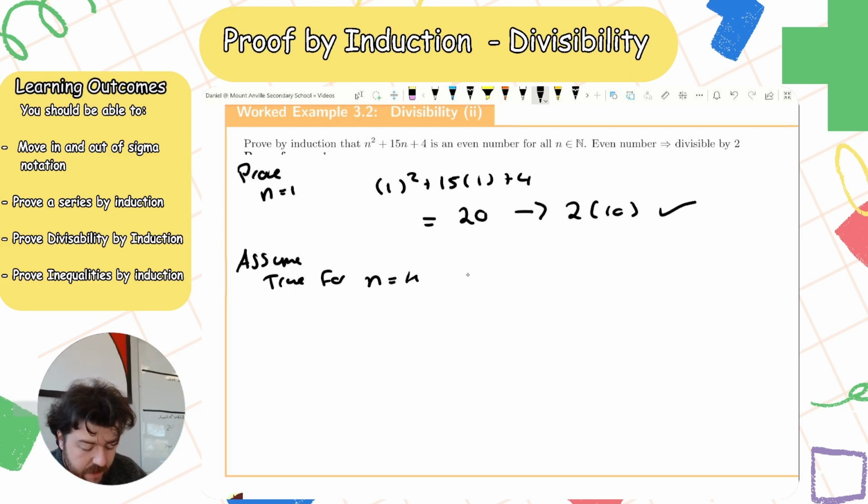Now we need to assume true for n equals k. So I'm left with k squared plus 15k plus 4 is equal to, now I'm assuming it's even, so I'm just going to say 2a. It can be written as a multiple of 2.